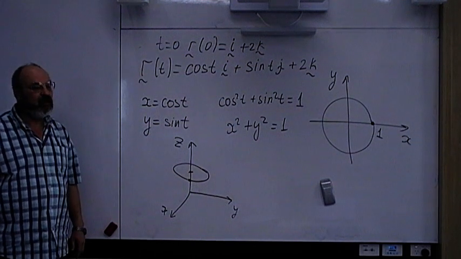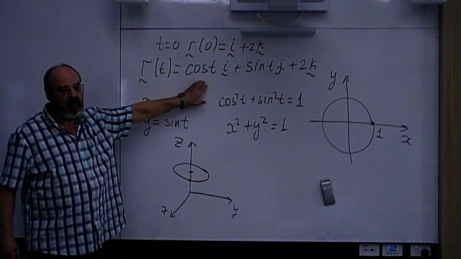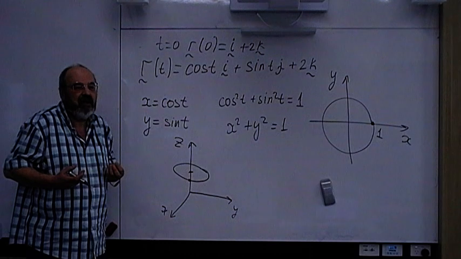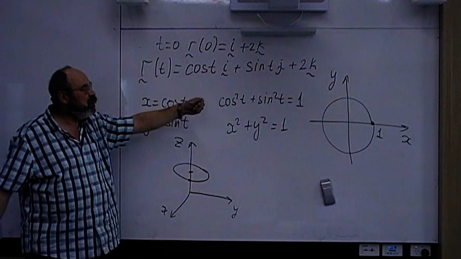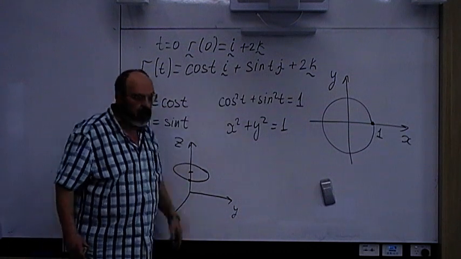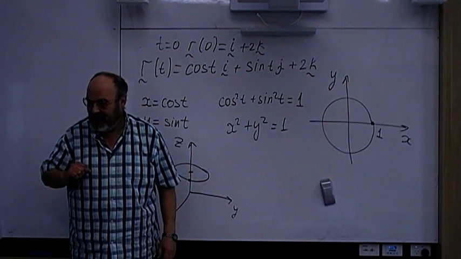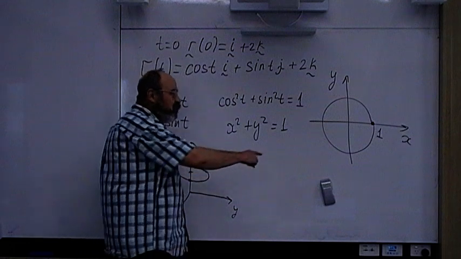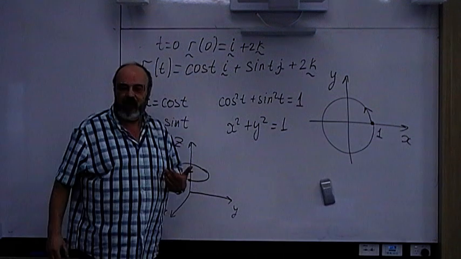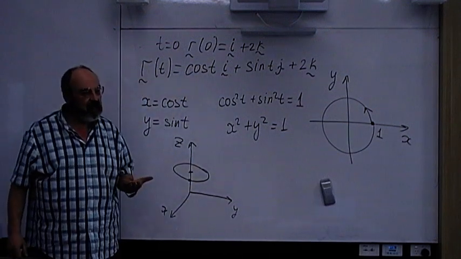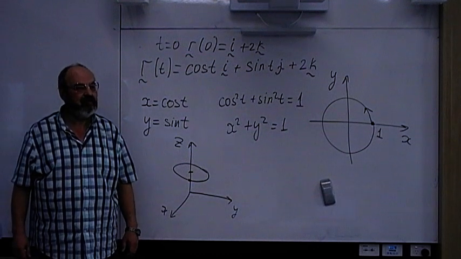Now, when time is increasing, t increasing, what happens with the cos? It decreases. What happens with the sine? It increases. So that means it moves anti-clockwise. Just using some simple reasoning, we can find the direction of the rotation.